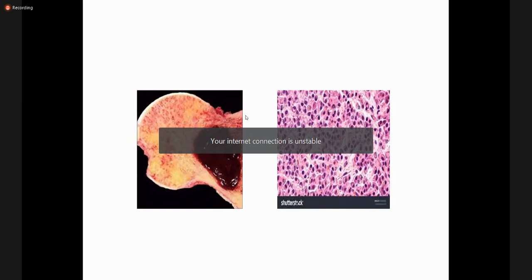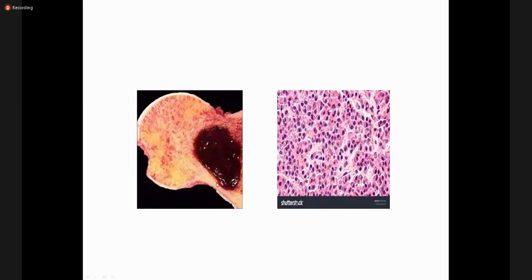So here you see the hemorrhagic, well-defined tumor present in the bone, and you see the sheets of plasma cells. These plasma cells have eccentrically placed nuclei. Again, this is very good morphology of plasma cells: eccentrically placed nuclei, abundant cytoplasm, and this pale area represents the Golgi halo in the plasma cells. There are a lot of plasma cells in the tumor.